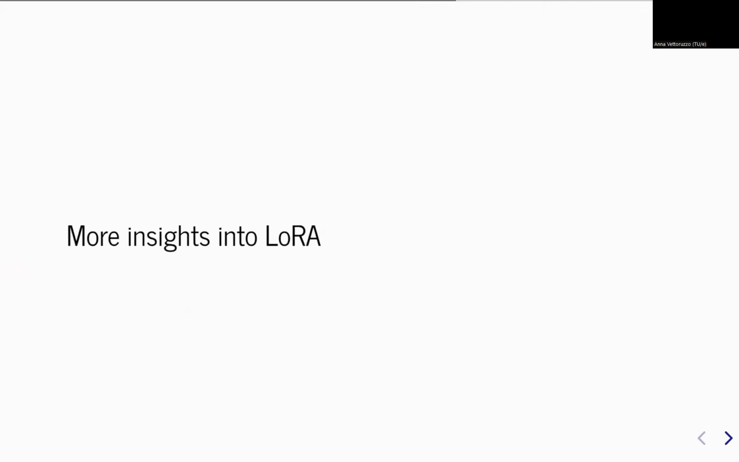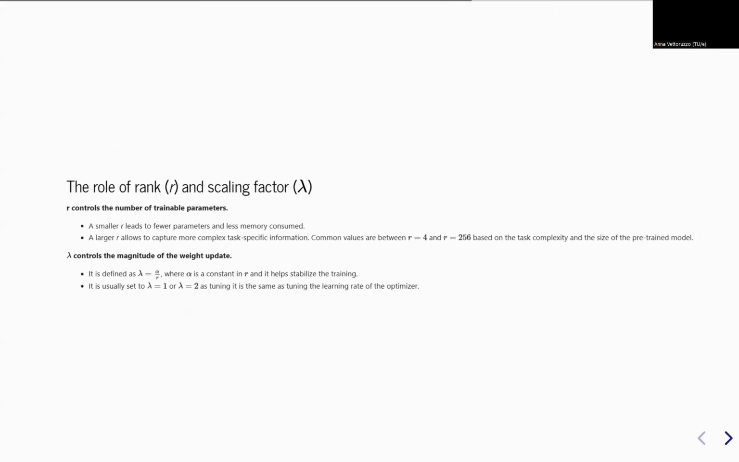Cool. Let's talk now about some interesting insights into LoRA. In particular, we want to look at the role of the rank and the scaling factor that we have already mentioned multiple times in this lecture, but we've never really understood what they represent. The rank, as we said, controls the number of trainable parameters, because if you remember from some previous slides, the size of the A and B matrices within our LoRA is controlled by this rank parameter.